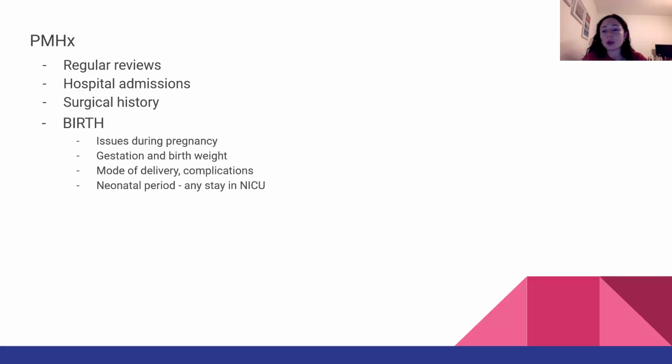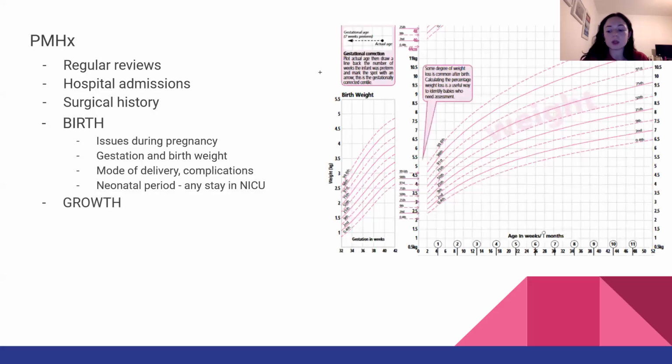And then you want to go back again. So then you want to go on to their birth. You want to ask how the pregnancy was, if there were any issues, how many weeks were they when they were born, and how much did they weigh, if they can remember that. How was the delivery? Were there any complications? Did they have to stay in hospital? Did they have to stay in the NICU? Just to give you some context for their general health and well-being.